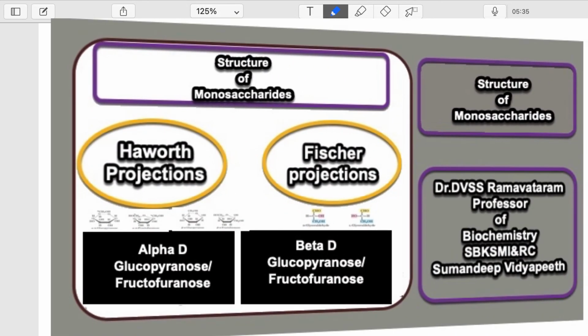In previous sessions, we have discussed carbohydrates. In one session, we discussed the definition and functions of carbohydrates. In the second session, we discussed the classification of carbohydrates and monosaccharides. In this session, we'll be discussing structural aspects of aldoses and ketoses.